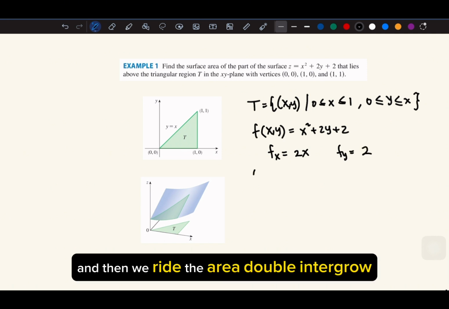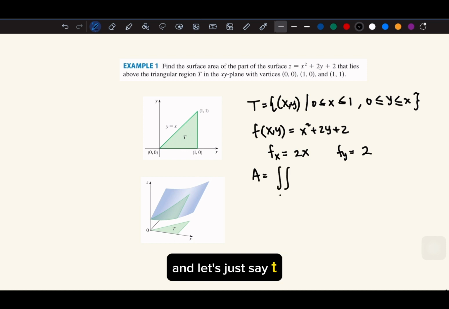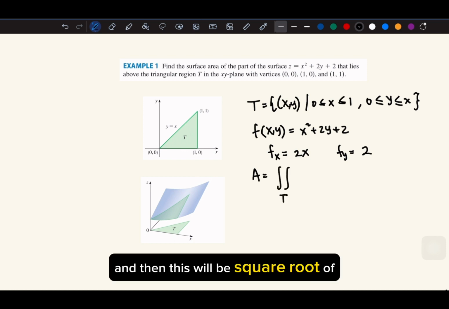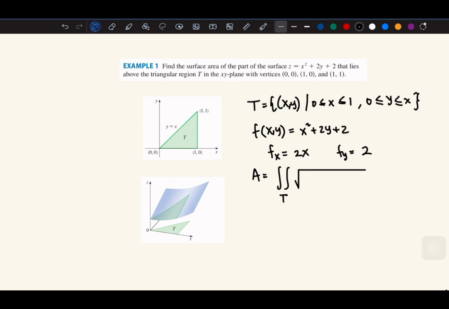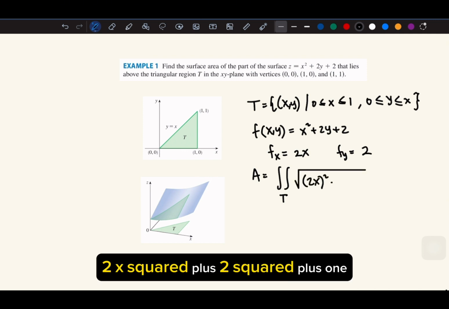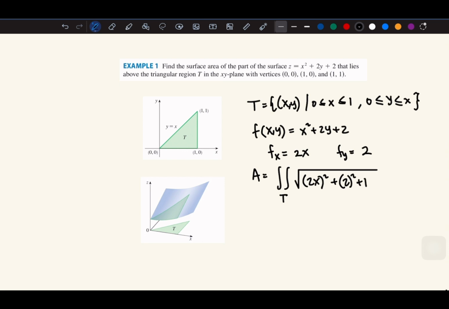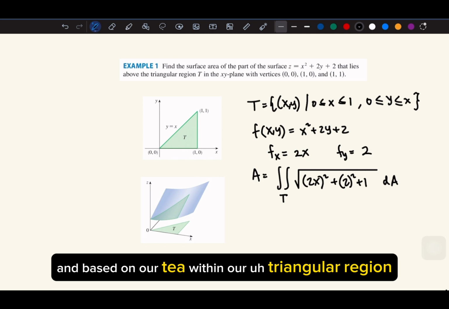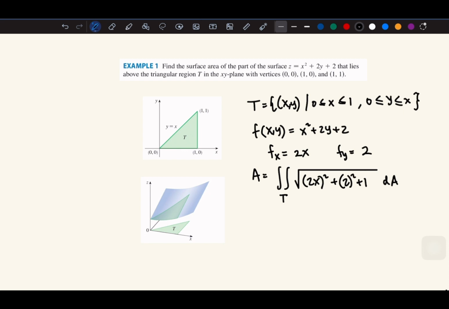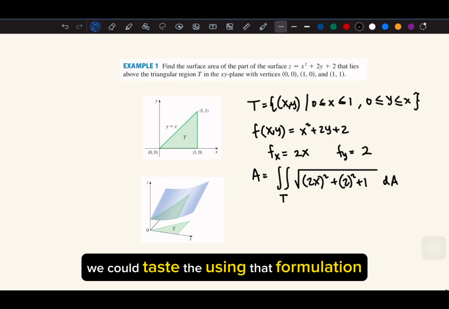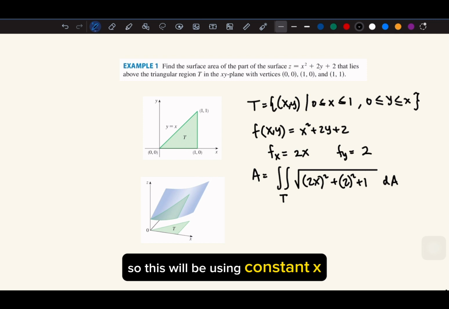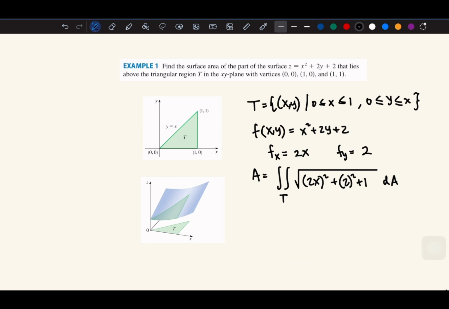Then we write the area as the double integral over T of the square root of 2x squared plus 2 squared plus 1, dA. Based on our triangular region, we can change T using that formulation. This will be using constant X, so this will be dy dx.